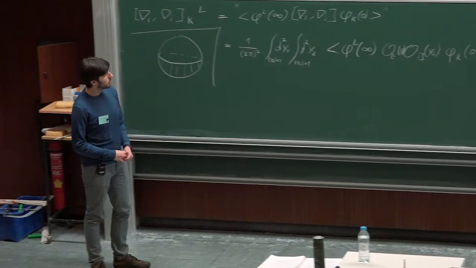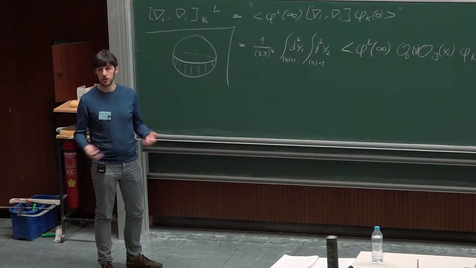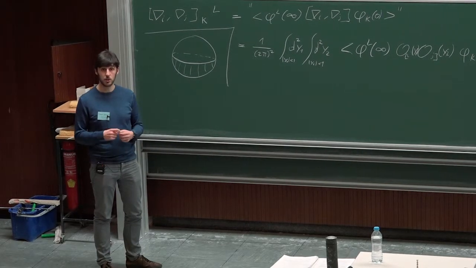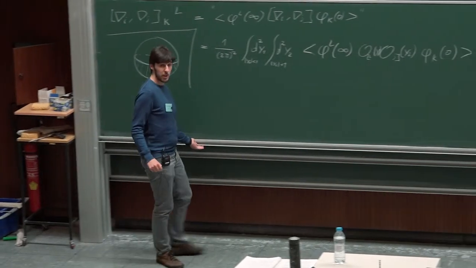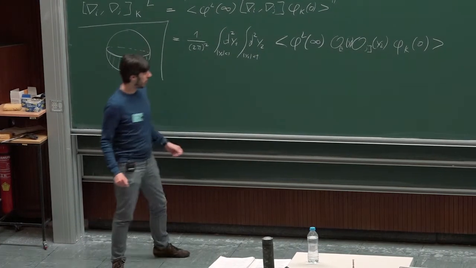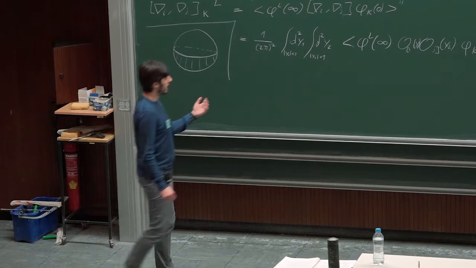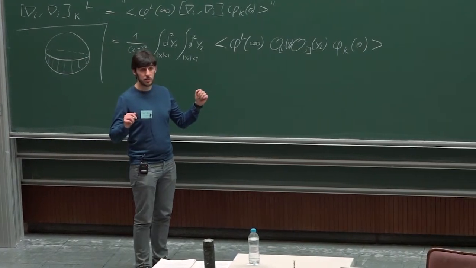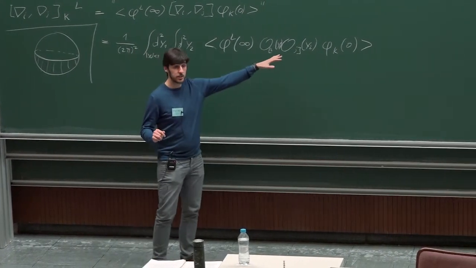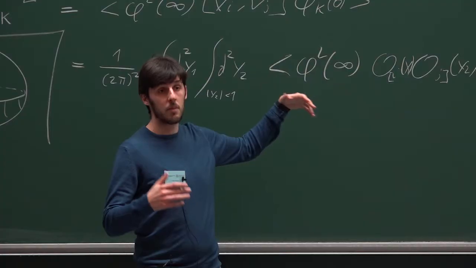And now we have to, again, worry about divergences and all that. And I gave you a prescription for this. But before we worry about divergences, let's look at this formula. And we can notice immediately that if there weren't any divergences, then this thing would be manifestly 0.